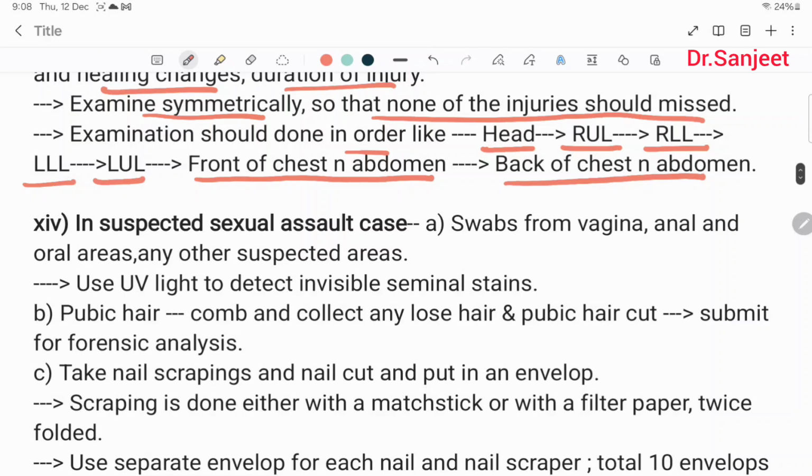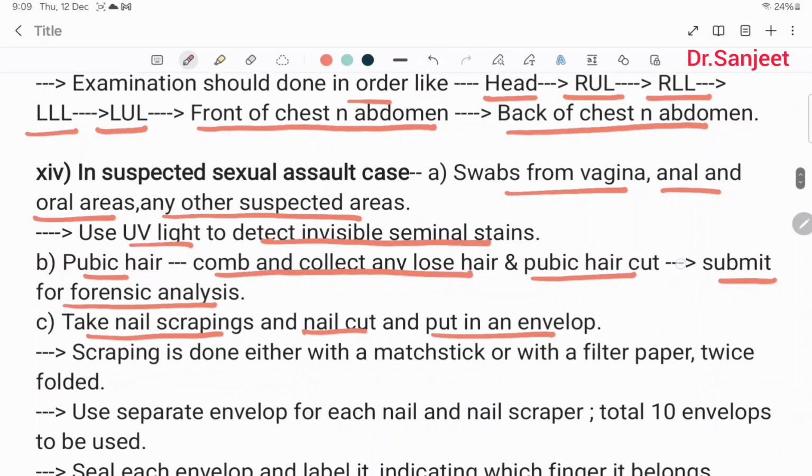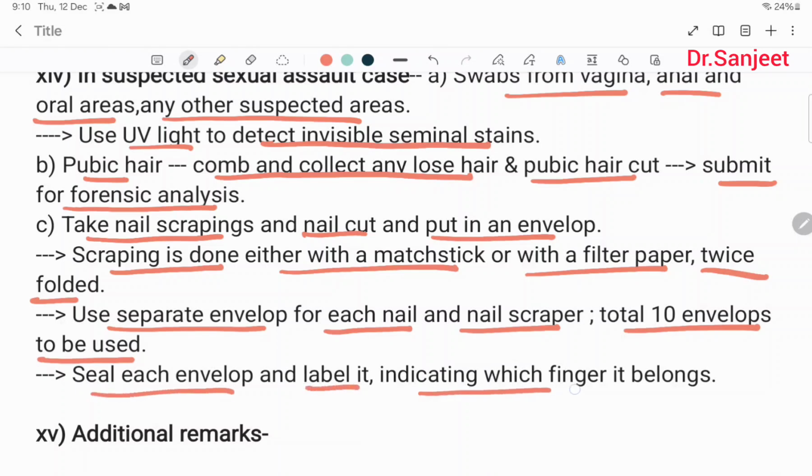In suspected sexual assault case, take swabs from the vagina, anal or oral area or any other suspected area. Use UV light to detect invisible seminal stain. Pubic hairs: comb and collect any loose hair and pubic hair cut, then submit for forensic analysis. Take nail scraping and nail cut and put in an envelope. Scraping is done either with a matchstick or with a filter paper twice folded. Use a separate envelope for each nail and nail scraper. Total 10 envelopes to be used. Seal each envelope and label it indicating which finger it belongs to.